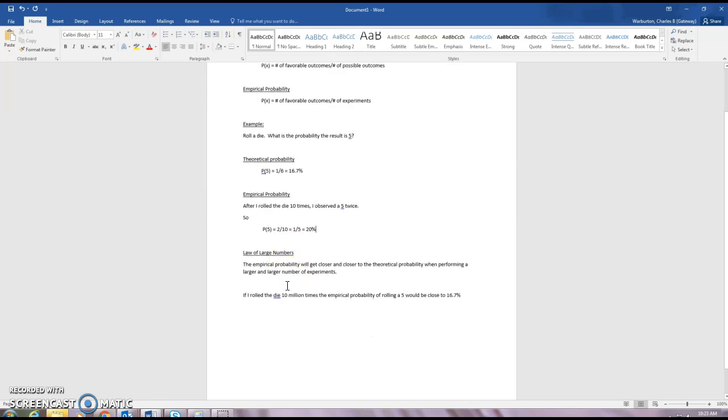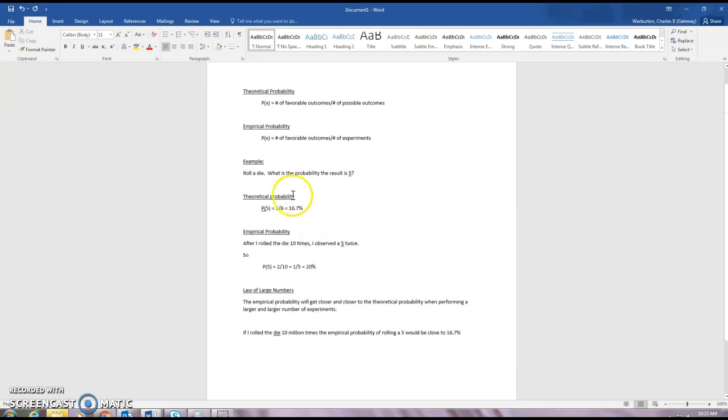However, the law of large numbers says this: the empirical probability will get closer and closer to the theoretical probability if you perform a large number of experiments. In the example above, I only had 10 experiments. I rolled the die 10 times.